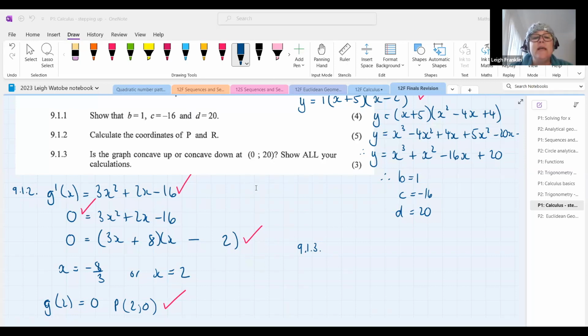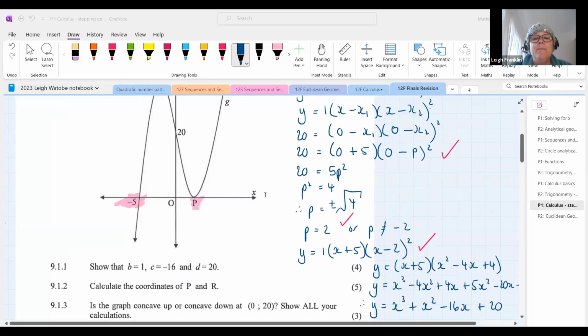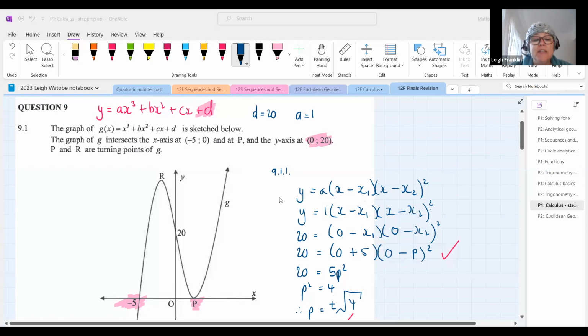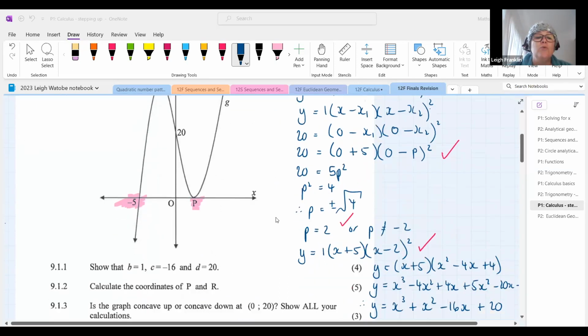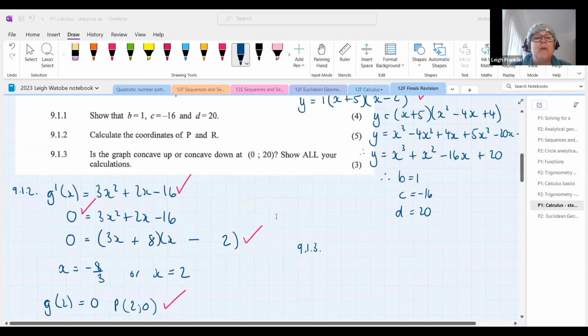Okay, so I'm just going to say before I move on, remember, a lot of matrics get confused with this. If they ask you to find the x-intercepts, you're going to make y equal to 0. If they ask you to find the coordinates at the turning points, you're going to make the first derivative equal to 0. Okay, so don't get caught out with that.